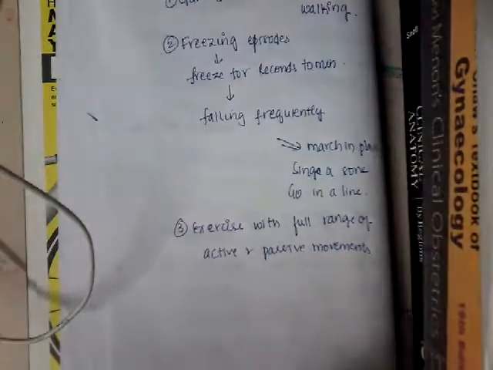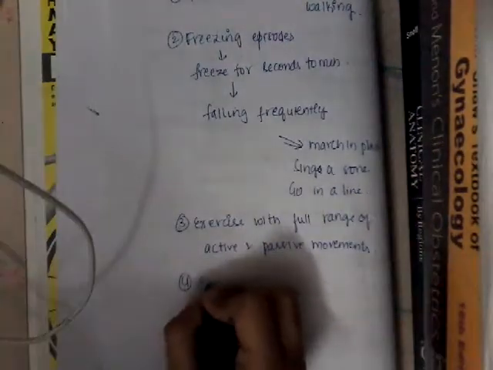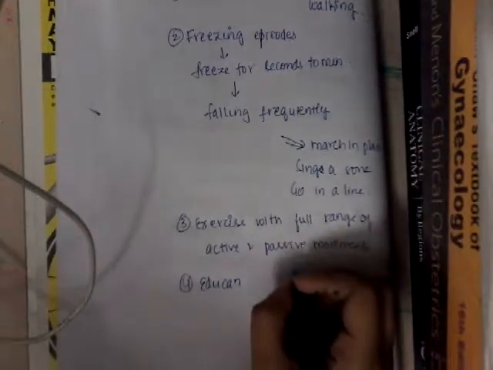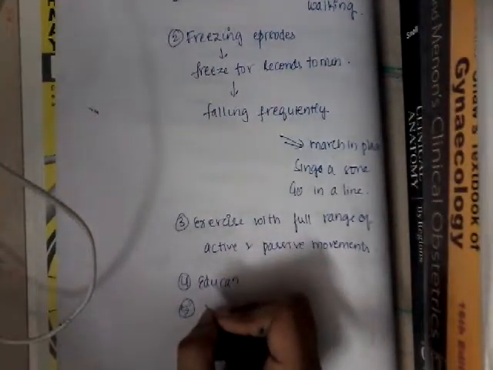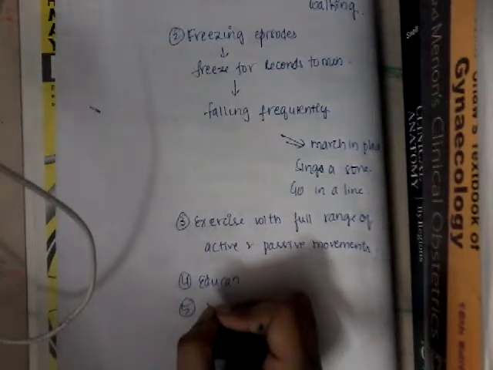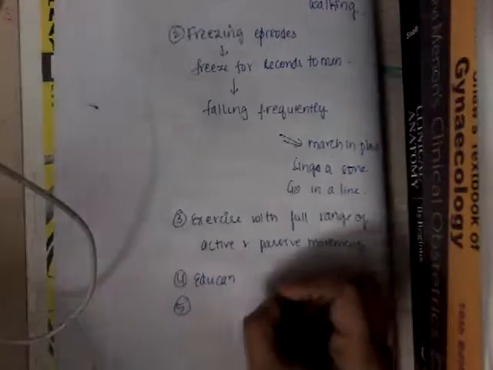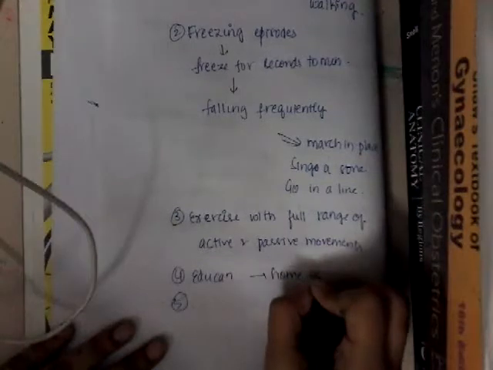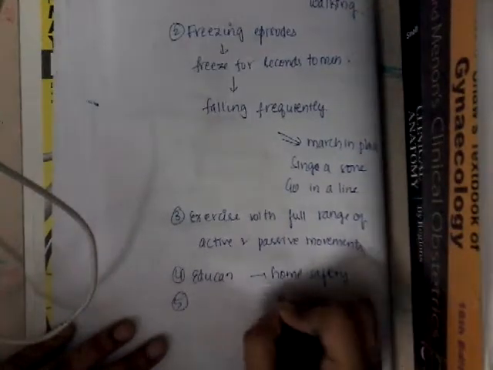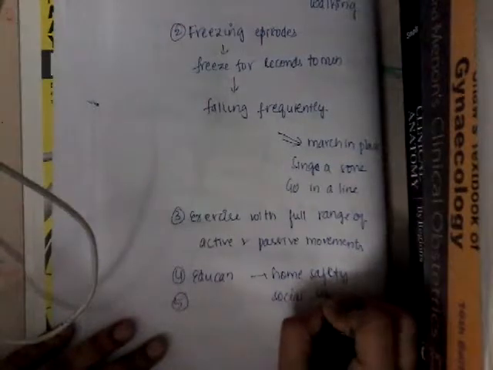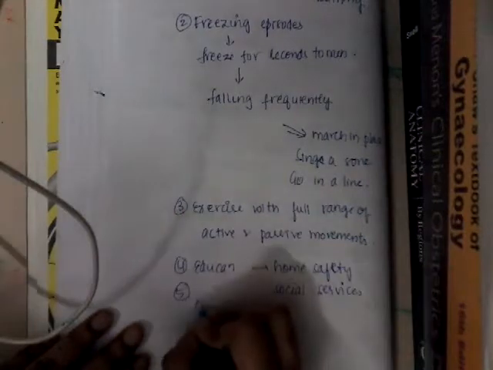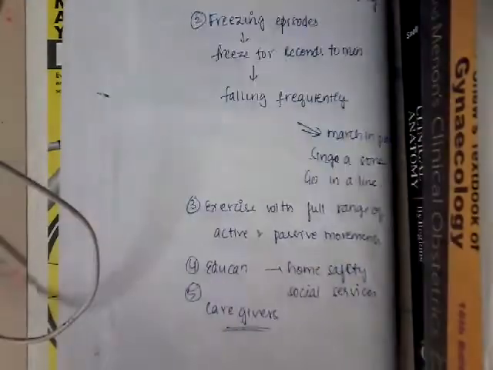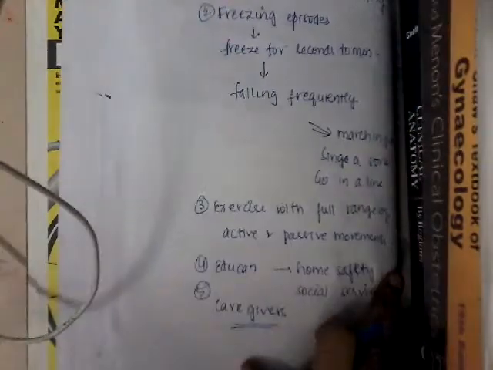You have to give education about these things and about the disease, and also some education assisting the financial plan, and home safety should be taught. Awareness about social services should be given, and caregivers should never be neglected, because caregivers are really important in Parkinson's disease.